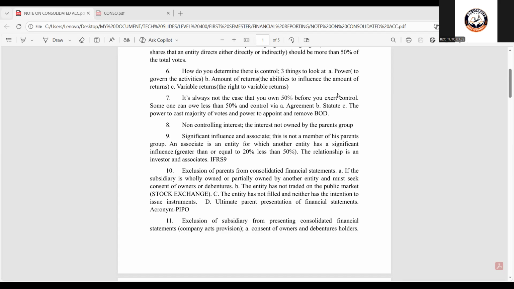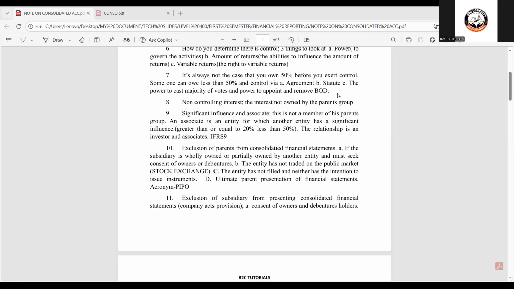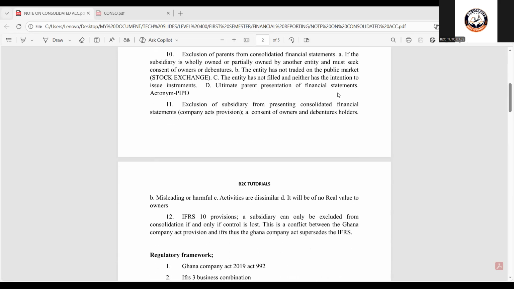And then we discussed a few things where someone will not be called a parent. We said that you cannot be called a parent to consolidate accounts if you are not trading on the public markets, where the entity has not filed nor has the intention to file for the issue of an instrument, and also when the parent prepares the financial statement and you don't prepare the financial statement, you have exclusion from being called a subsidiary, or a subsidiary not required to prepare the consolidated accounts.